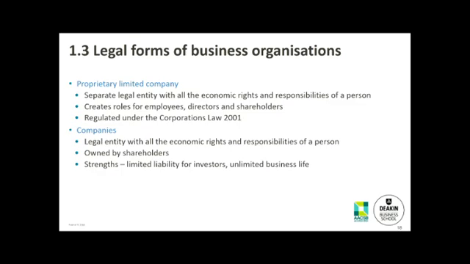In company form, shareholders are the owners. And ownership belongs to shareholders, but management belongs to the CEO. Owners of the company select the manager for the company to manage the company for them, to act on behalf of them. And that is called separate legal entity with all economic rights and responsibility of a person. The company itself is a legal person. Okay, so that's our focus.